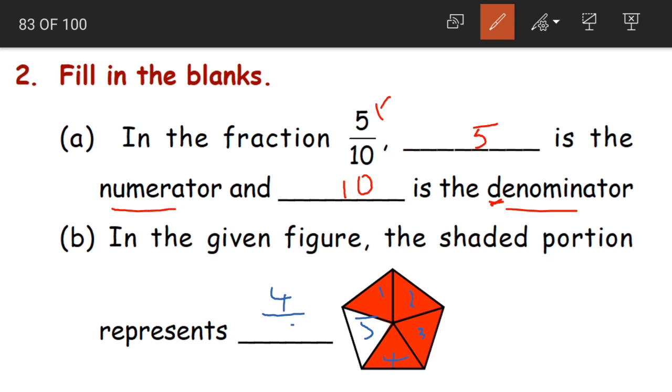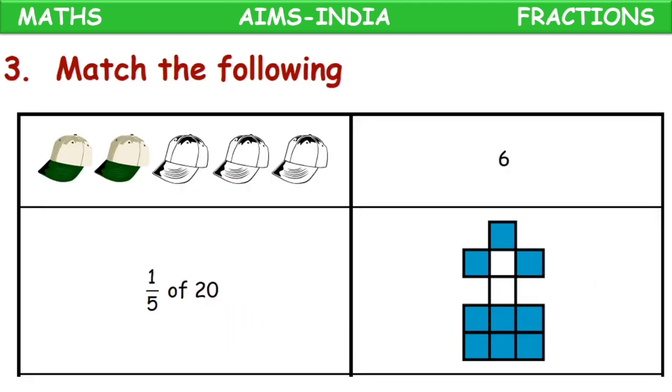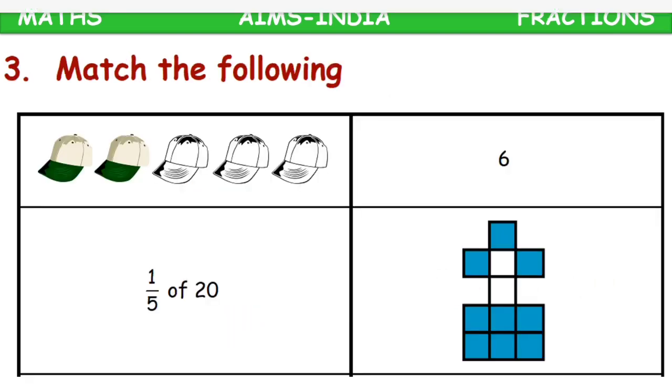So it will be represented as 4 by 5. Total number of shaded parts divided by the total number of parts in the figure. Yes. So in the figure, the shaded portion represents 4 by 5. Now, match the following. What should we do, children? We should match the following.